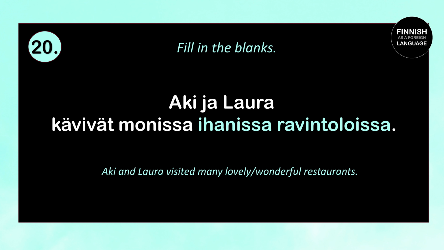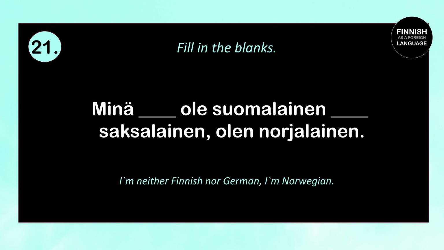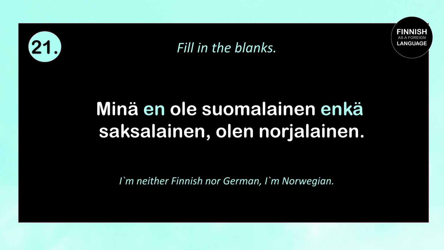Alright, next one, conjunctions. We want to say I'm neither Finnish nor German, I'm Norwegian. Fill in the blanks. Minä olen suomalainen, saksalainen, olen norjalainen. Yes, the answer is minä en ole suomalainen enkä saksalainen, olen norjalainen. This here is the eikä conjunction. I also made a full video about this topic. You can watch it afterwards if you want to learn more about it.